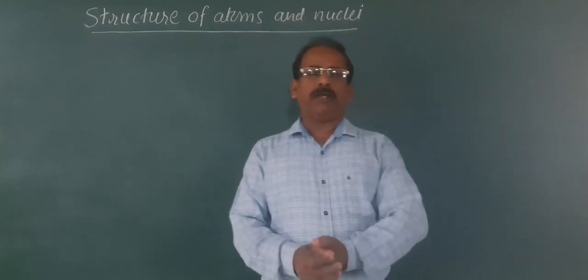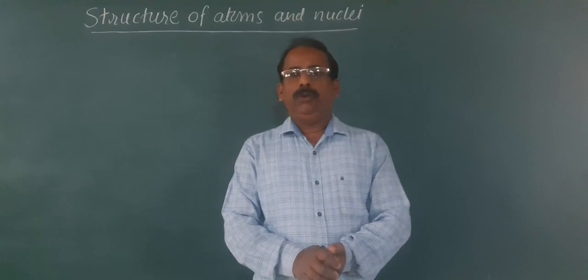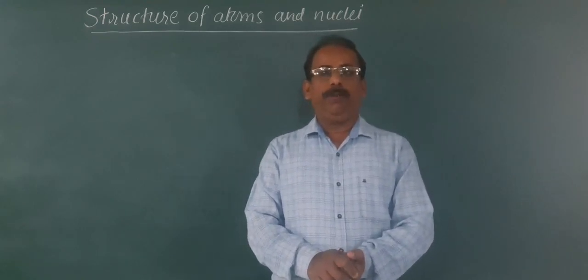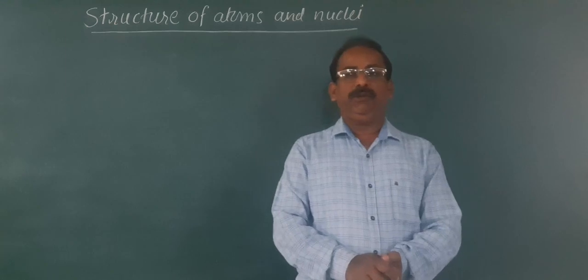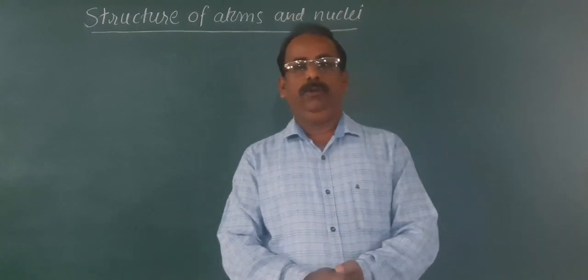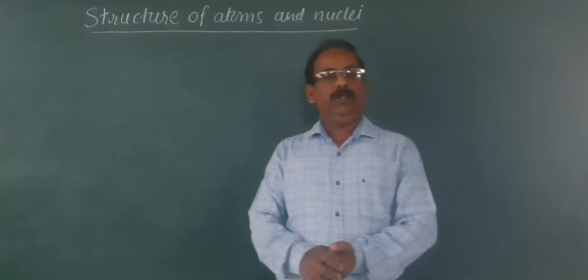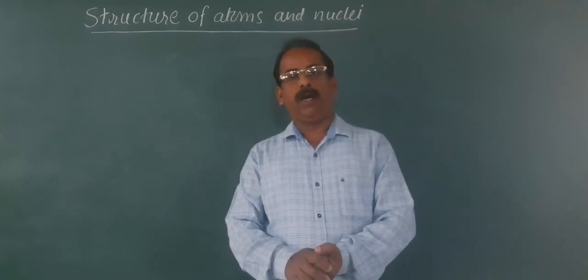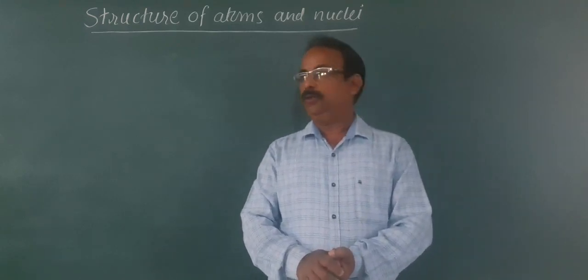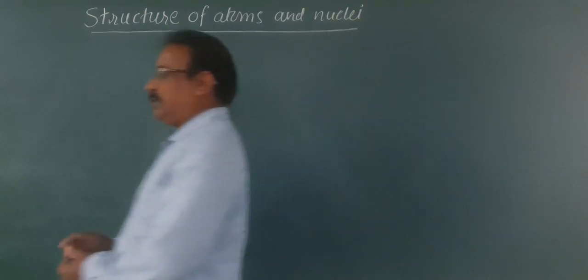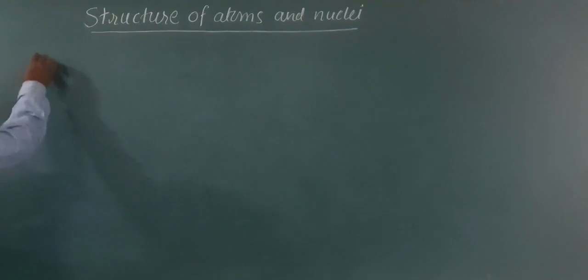The very first attempt to explain the structure of atom was made by J.J. Thomson. The model suggested by him is called Thomson's atomic model. What is this Thomson's atomic model?